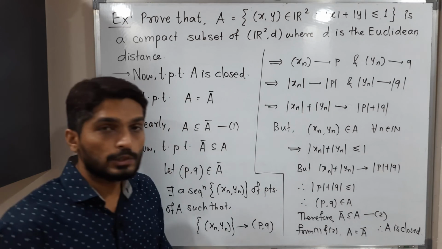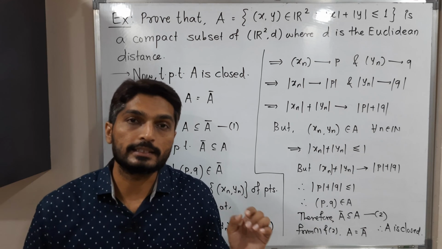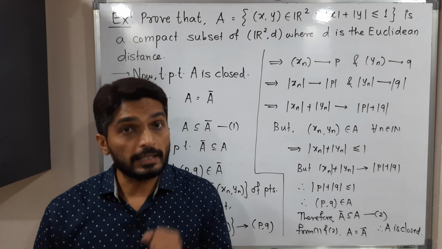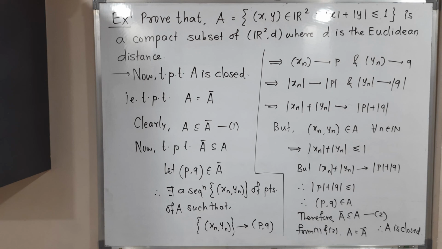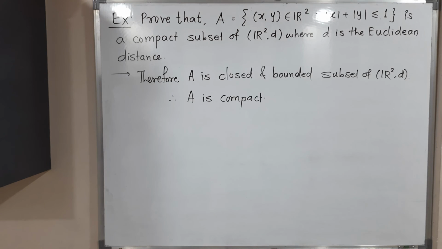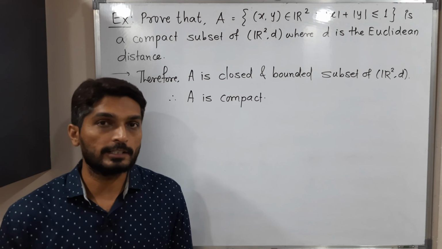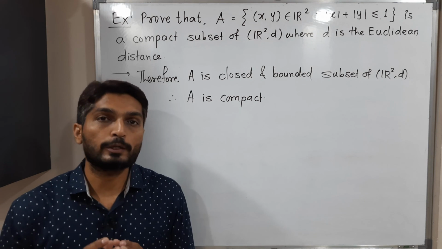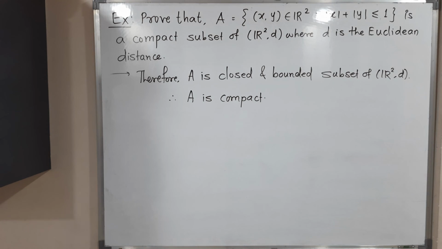In this way we proved the set A is bounded as well as closed. So finally we can declare it is a compact subset of R2. Make a screenshot, then we will go further. I have written a conclusion here: the set A is a closed and bounded subset of R2 with the Euclidean distance. So by using that result we can say A is a compact subset of R2. Make a screenshot of it, then we will stop.